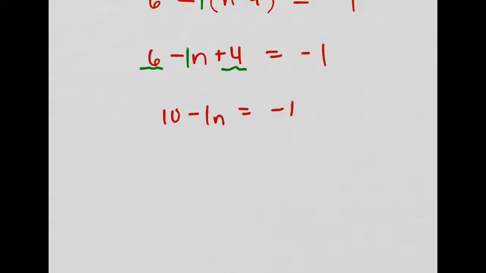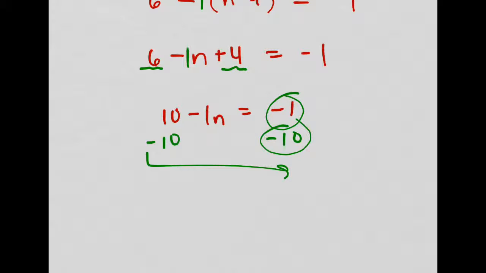So I'll get the numbers to the right side. I subtract the 10 over, and then I got negative 1 minus 10. That's just negative 11. I'm going to just continue to write it in red because that's what I've been doing. So I got a minus 11 there.